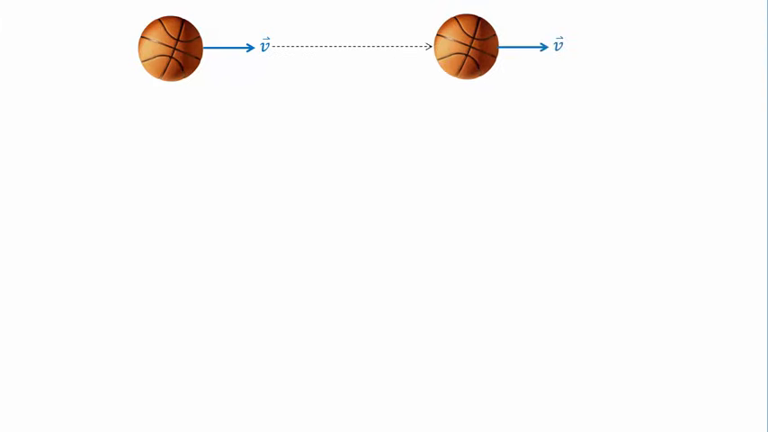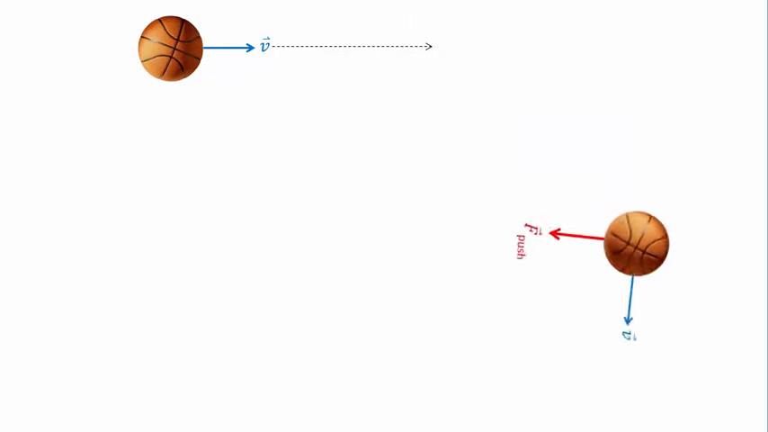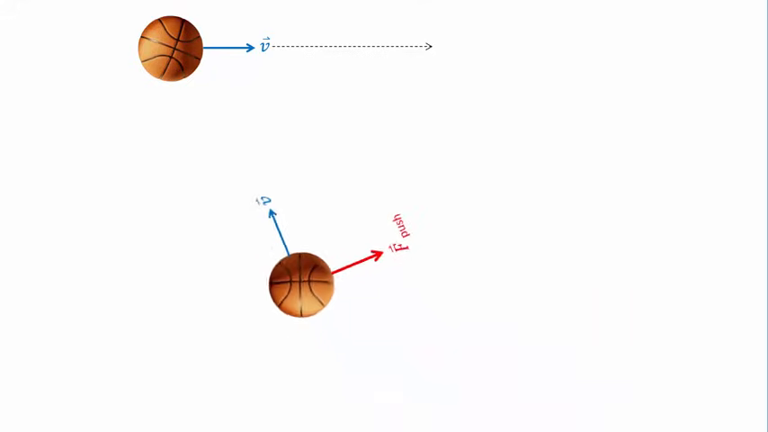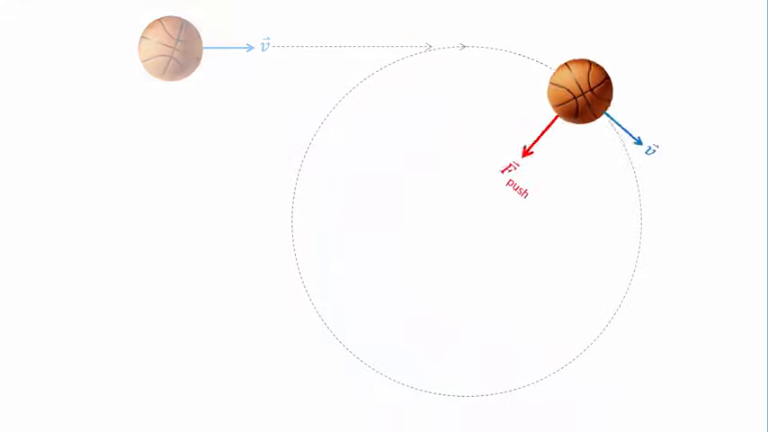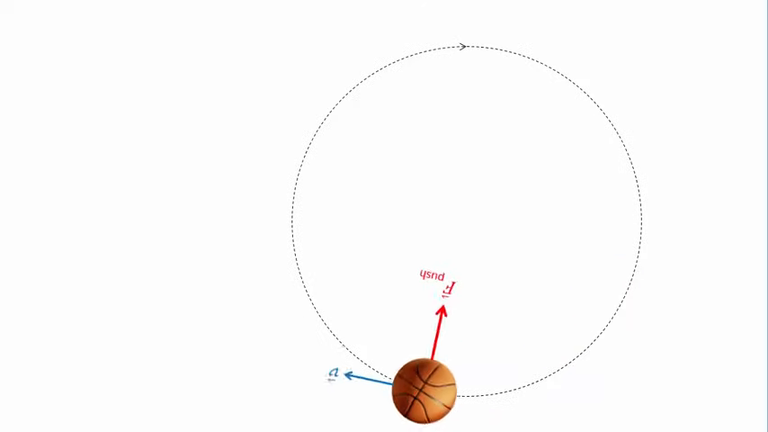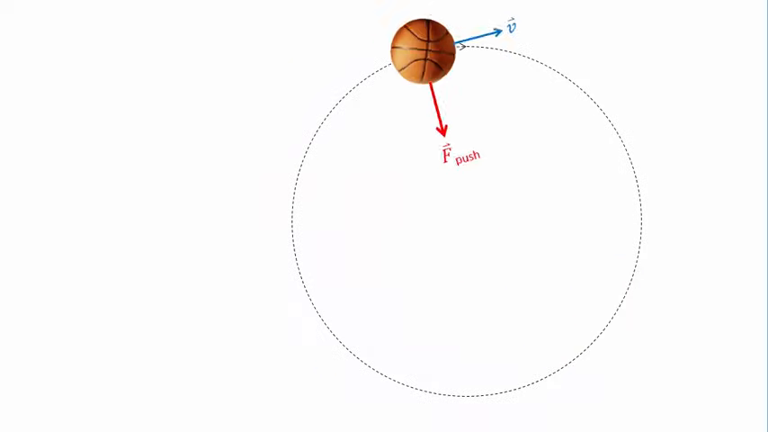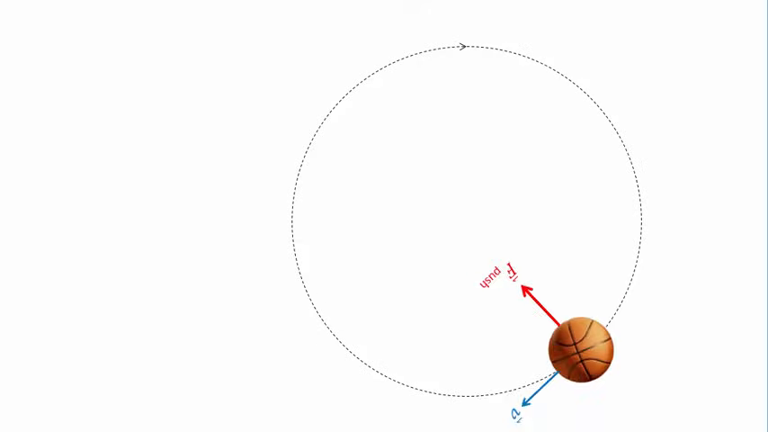As we did before, we will apply a force that's perpendicular to the ball's velocity, but now we'll apply the force continuously and rotate it so that it's always perpendicular to the velocity of the ball. Notice how the force is always perpendicular to the velocity, and the ball's speed never changes because it's perpendicular. Also notice that the force always points towards the center of the circular path.